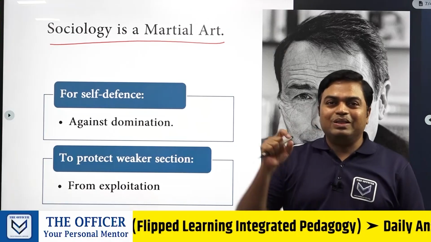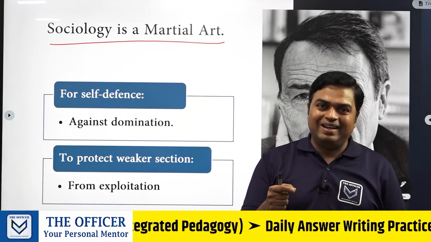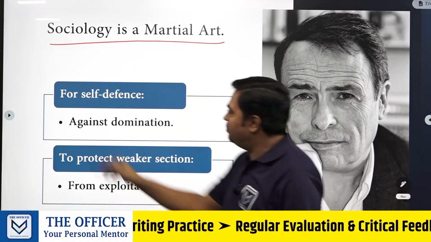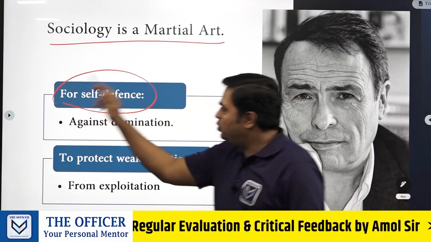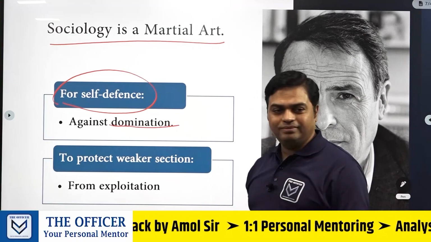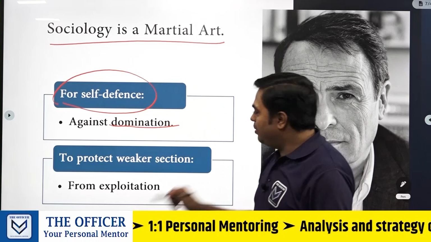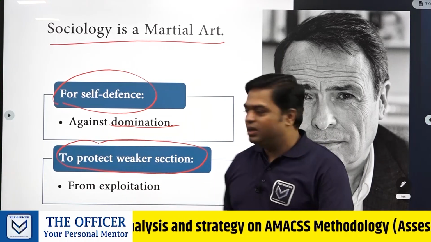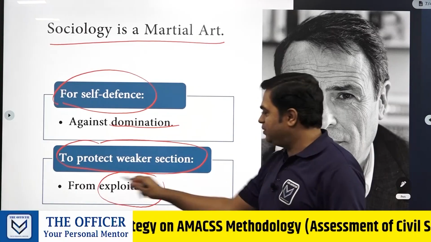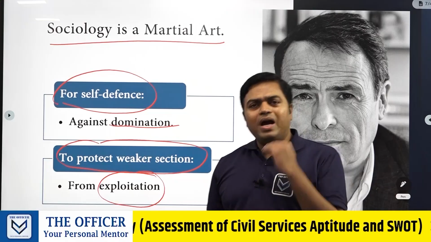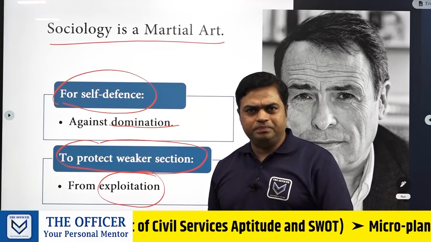This is the art you need to understand. By acquiring the knowledge of this martial art, you will become able to defend yourself against domination. And second, you will become able to protect other people who are weaker than you from exploitation.